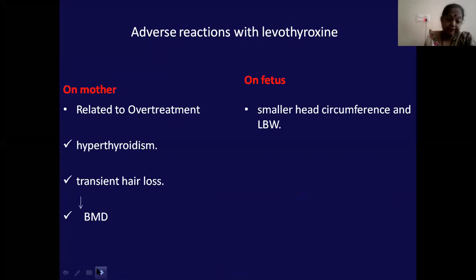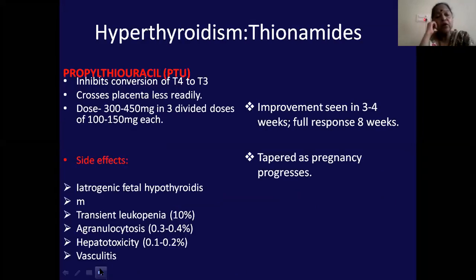Now, about hyperthyroidism, there are two drugs. Propylthiouracil inhibits the conversion of T4 to T3. It crosses the placenta less readily, and the dosage is around 300 to 450 milligram in three divided doses of 100 to 150 each. Improvement is usually within 3 to 4 weeks, and full response you can get by 8 weeks. It is tapered as the pregnancy progresses. The side effects are iatrogenic fetal hypothyroidism, transient leukopenia, agranulocytosis, hepatotoxicity, and vasculitis. These are the common side effects of propylthiouracil.